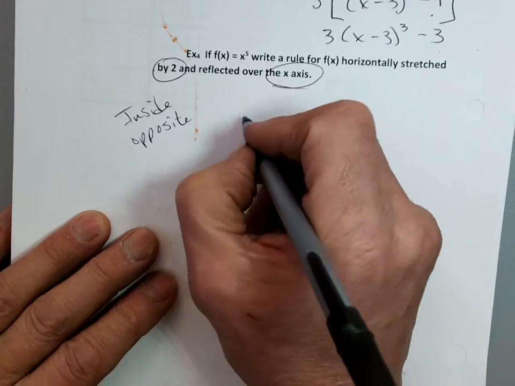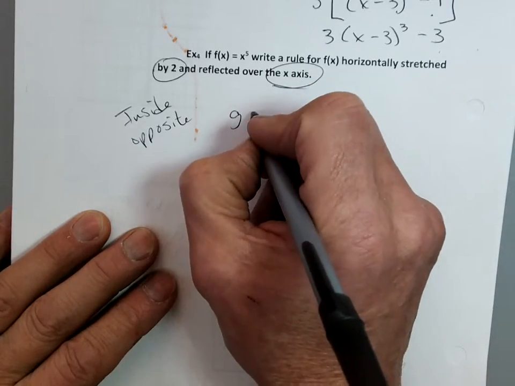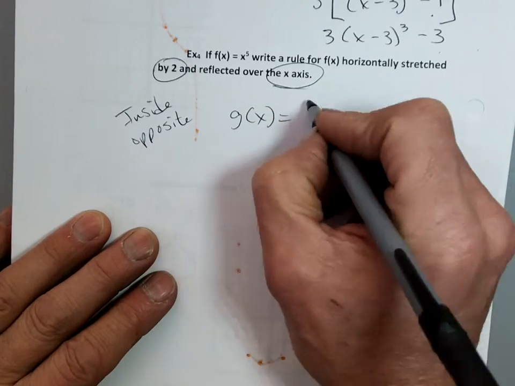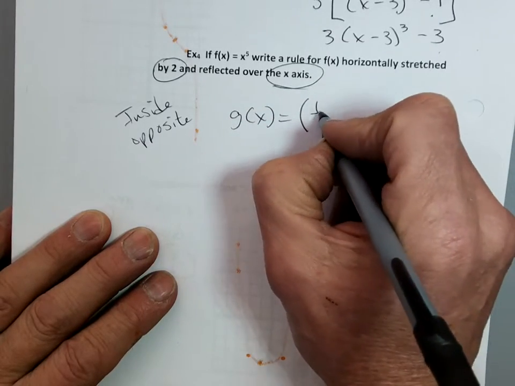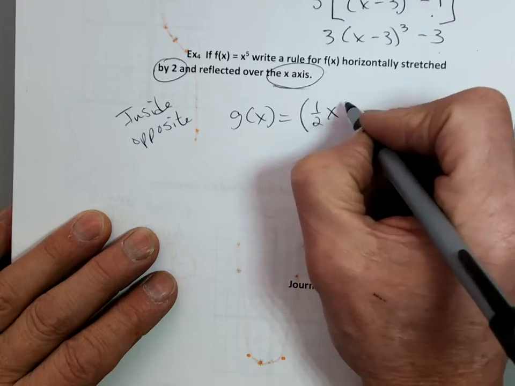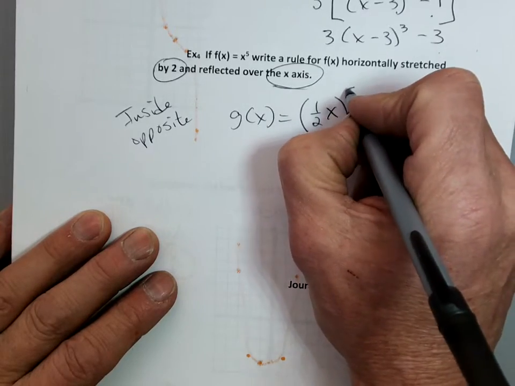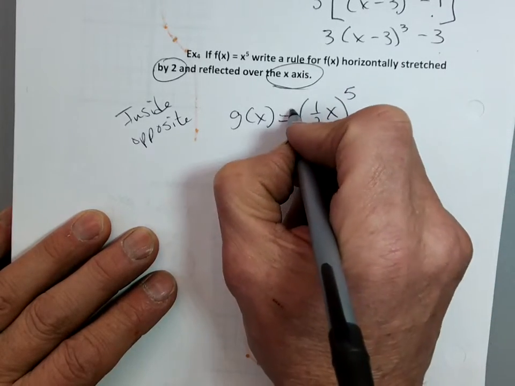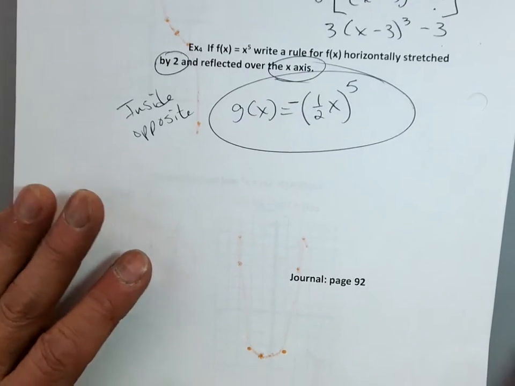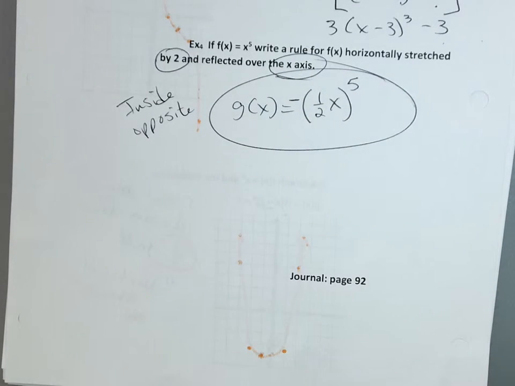So I'm going to go g of x equals, you ready? A 1/2 x to the 5th, but I'm going to make it negative here, okay? And I'm going to hopefully explain a little bit better the horizontal stretch. So let me stop recording.